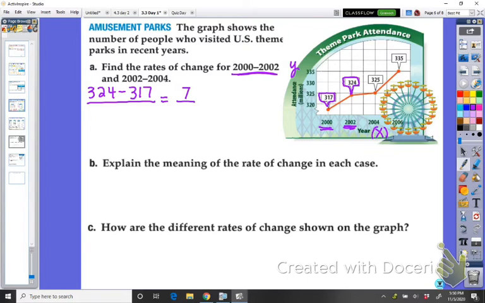Over the change in time, so the years are at the bottom, and we want the change from 2002 to 2000, which is a difference of 2 years. If you divide that out, you get 3.5. So this is 3.5 million people per year.